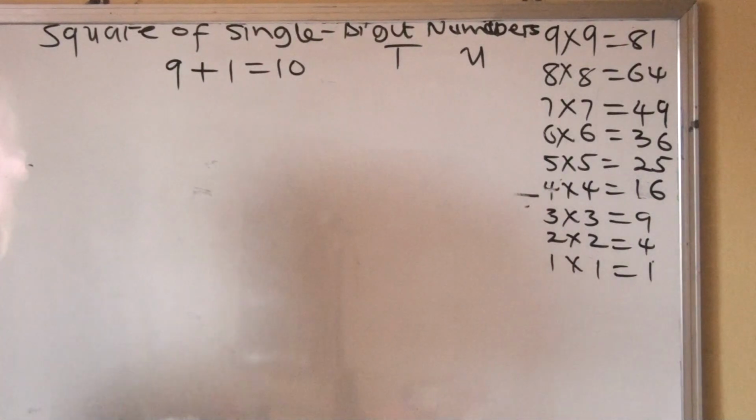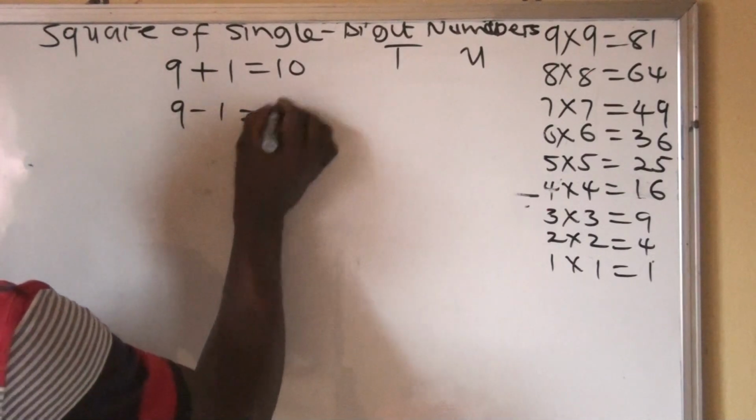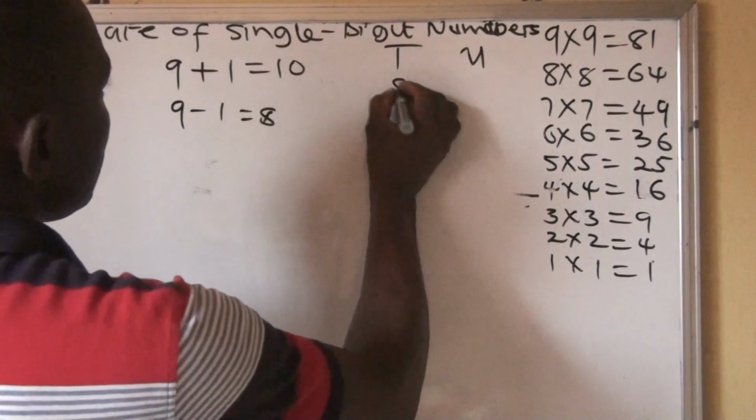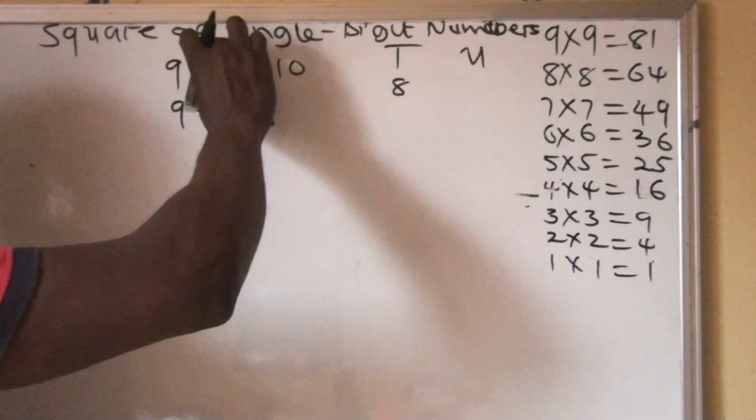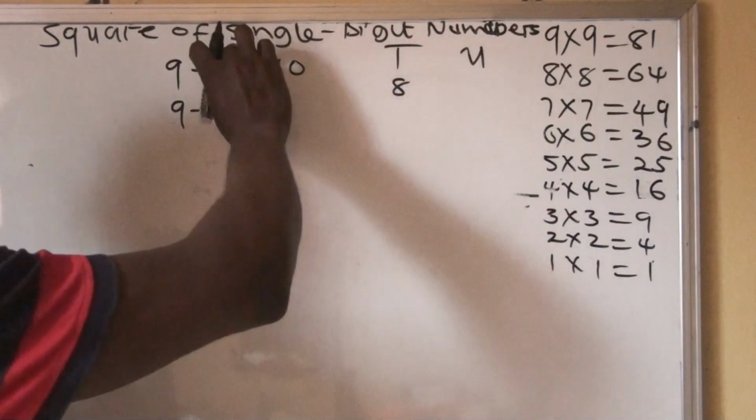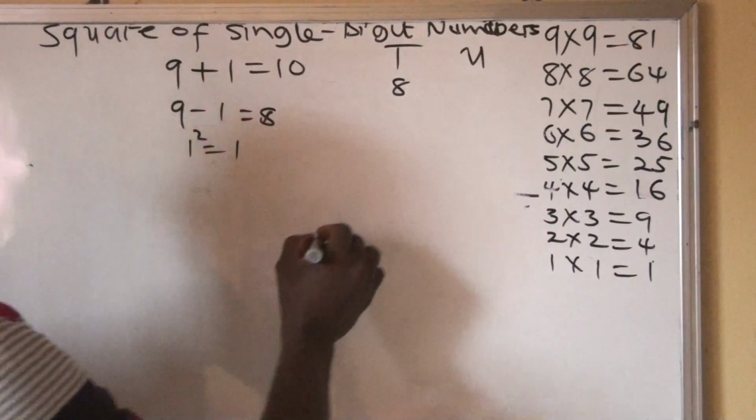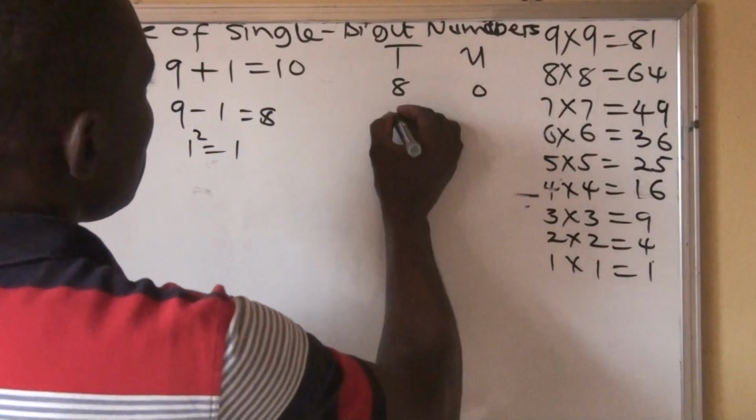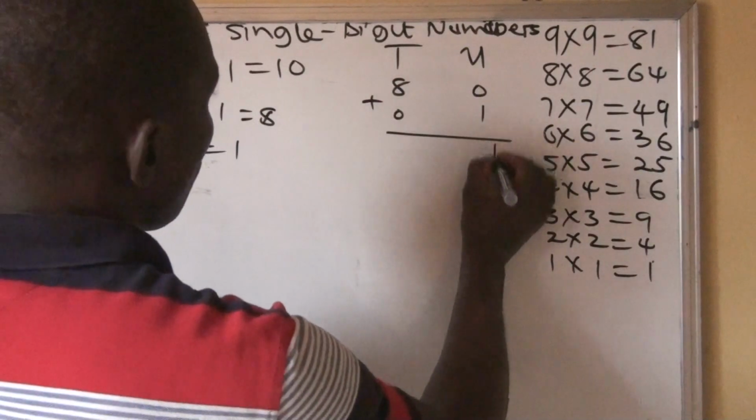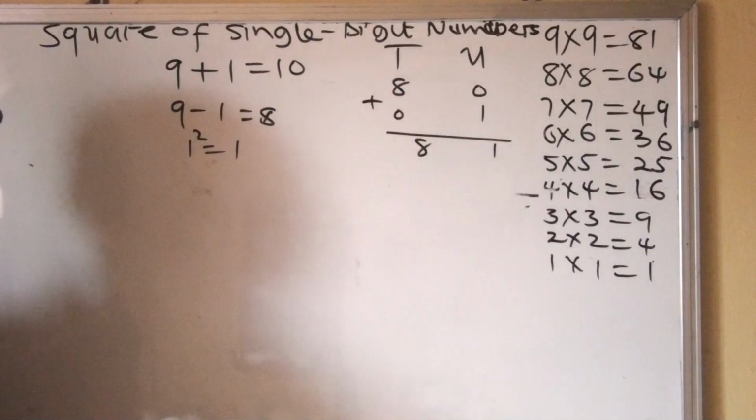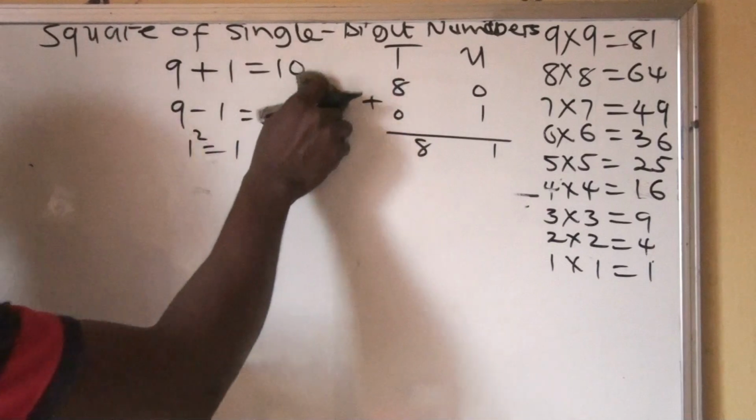Now, we added 1 to 9 to make it 10. What we usually do, we say 9 minus 1. That will give us 8. We put it under the tens digit. Then the number we added to 9 to make it 10, we square it. So we say 1 square, which is simply 1. We put it here under units. Then we add. This is 1, this is 8. You see that 9 times 9 is 81. Within a second, you are done with that.